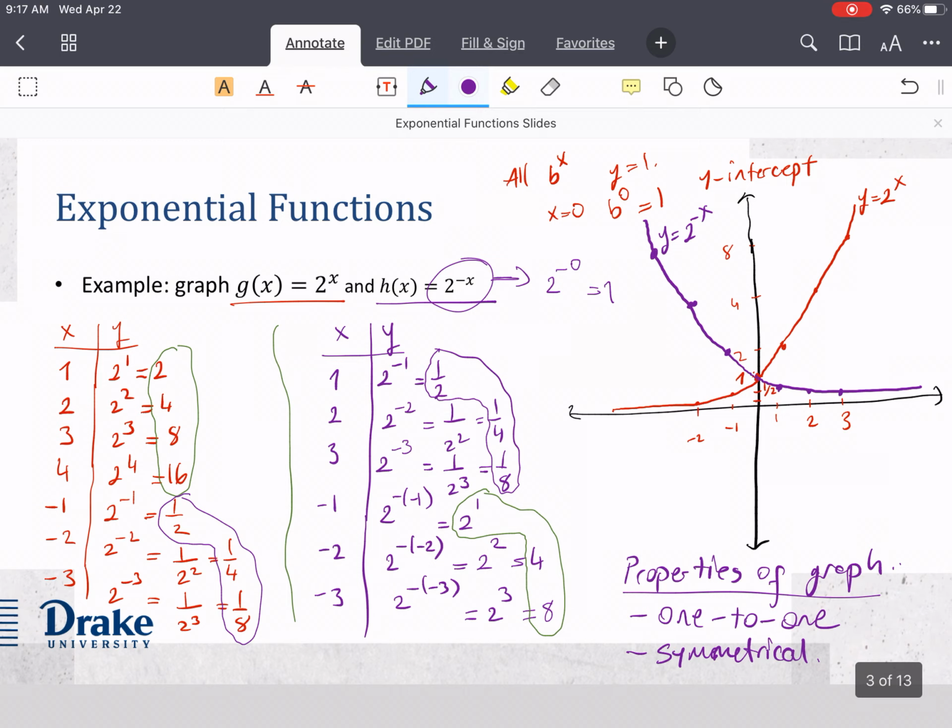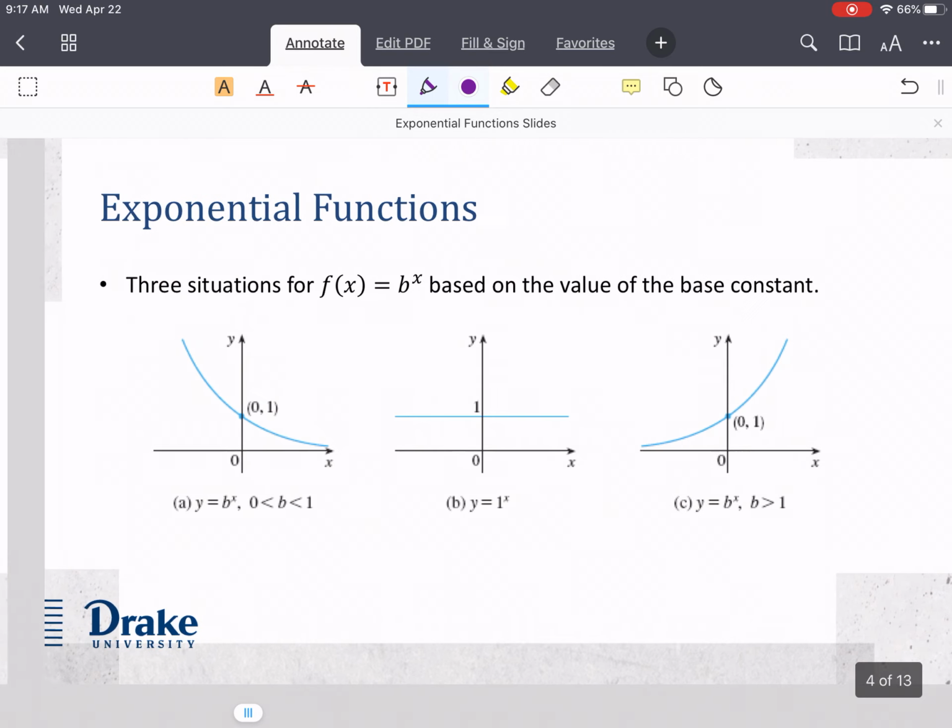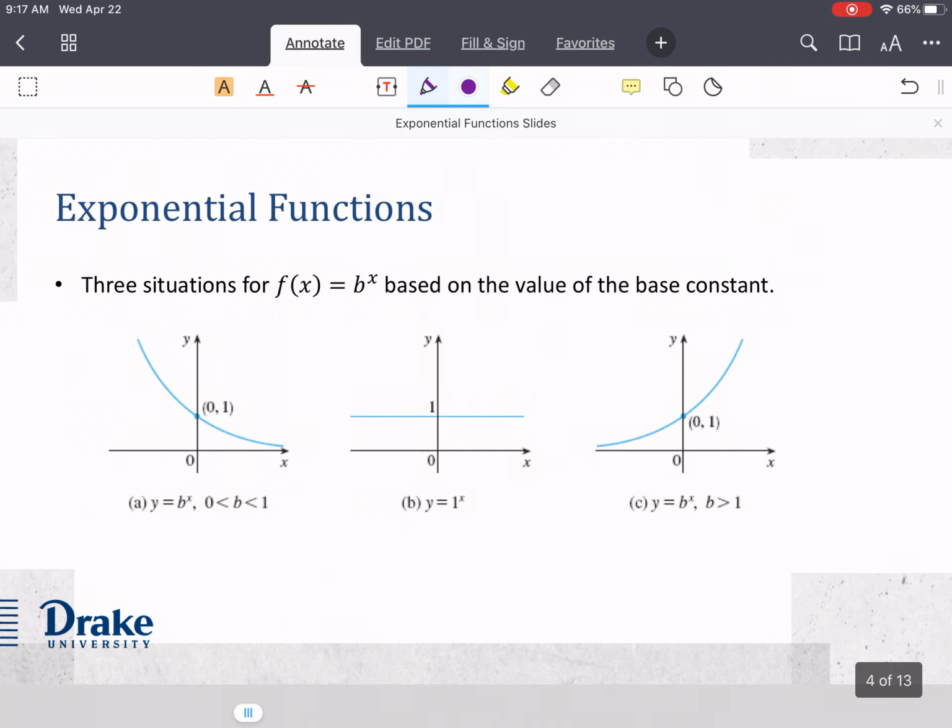And then I guess, yeah, those are kind of the observations we're making based on the graph. So next I'm going to talk about 3 situations for exponential functions based on the value of the base constant.